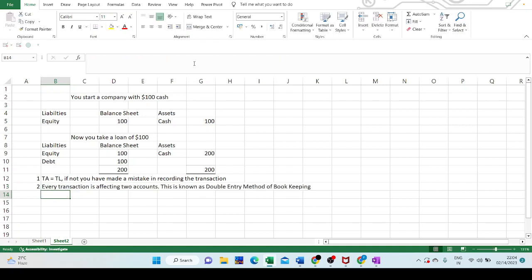Right? And this double entry method of bookkeeping basically tells you that every transaction will affect two accounts. Please remember this. Every transaction would affect two accounts, and this is known as the double entry method of bookkeeping. This is the base of accountancy. This is the very base of accountancy. Right, guys? Are we good? Should I move forward?